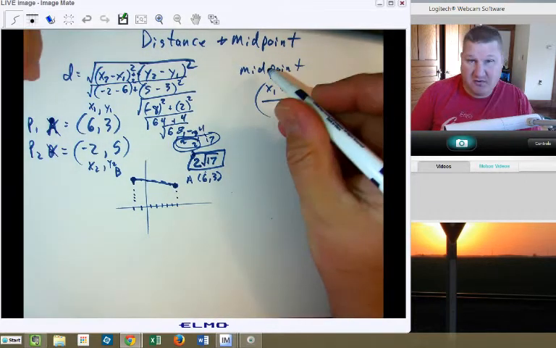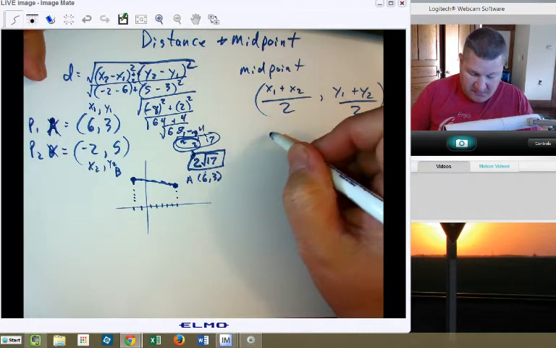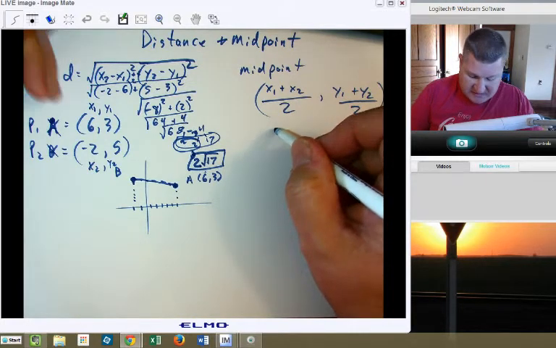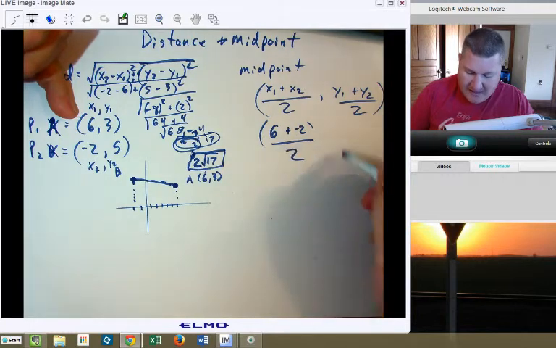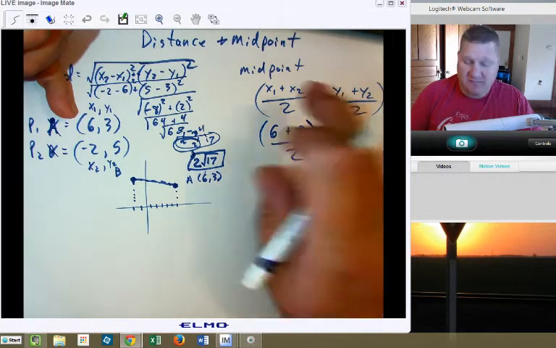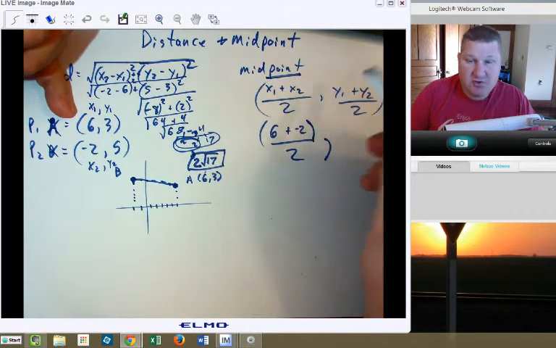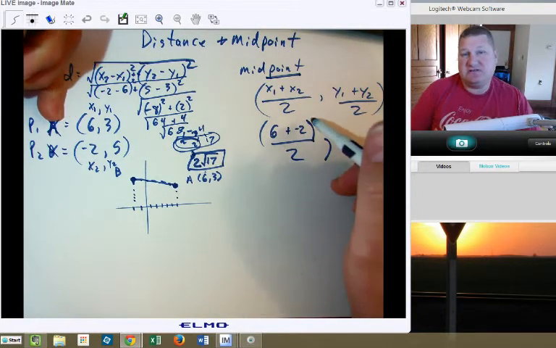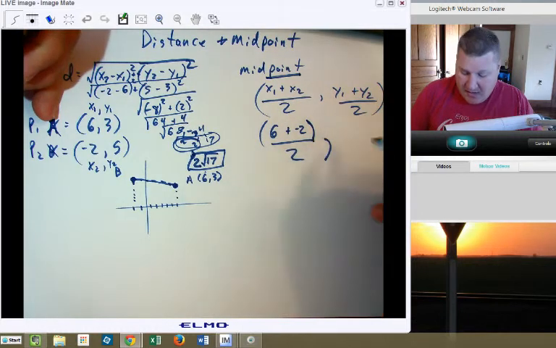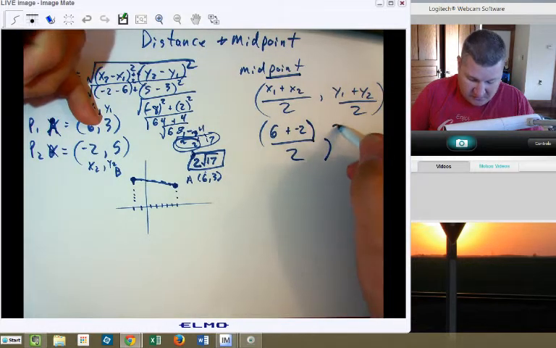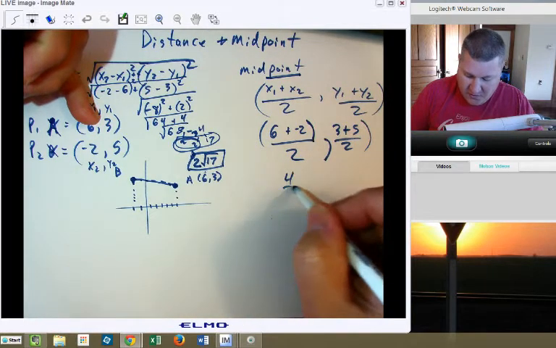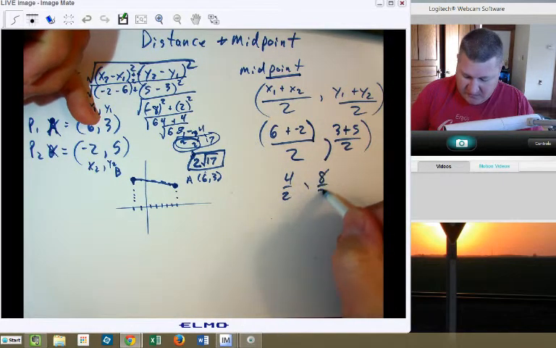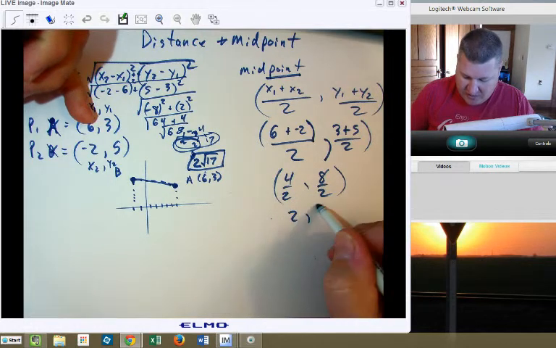Now I could do the midpoint for the same thing. Very quickly, we come over here and we say 6 plus negative 2, now all over 2, comma. This is a comma because since it's a midpoint, you better have 2 bits to it. It better still have an x and a y. And so in this case, we're going to say 3 plus 5 all over 2. So here we get 4 over 2, comma 8 over 2. And I come up with 2, comma 4.